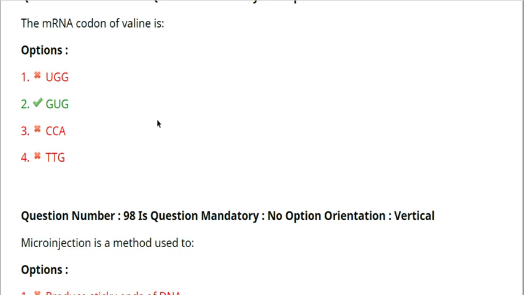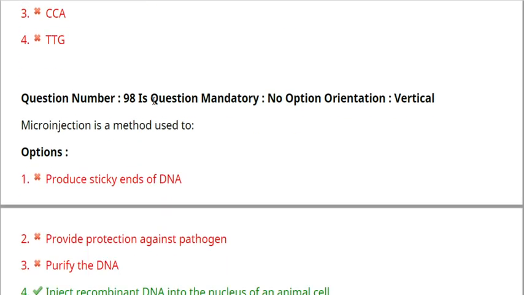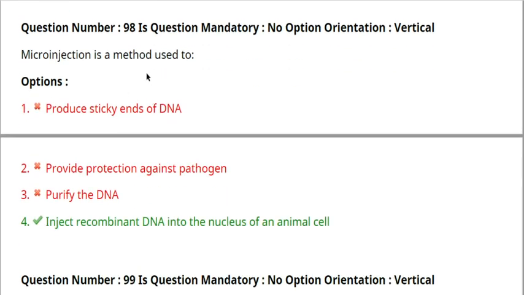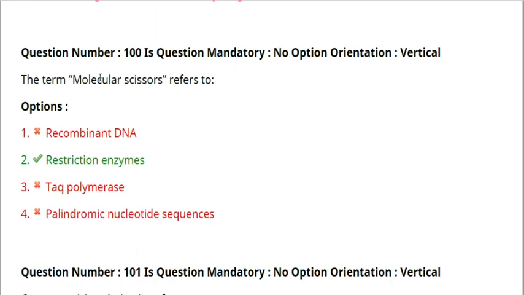The mRNA codon for valine is GUG. So please understand the genetic code, which is present in the Lehninger biochemistry book, friends. Next, microinjection is a method used to inject recombinant DNA into the nucleus of an animal cell. It is a gene transfer method. Next, in recombinant DNA technology, the term vector means a plasmid which is used to transfer the DNA into the living cell. The term molecular scissor means a restriction enzyme.